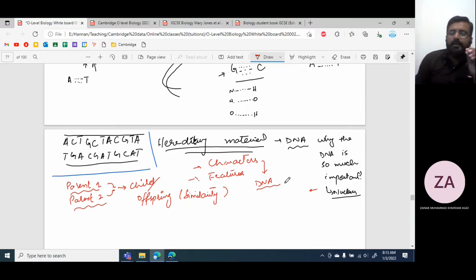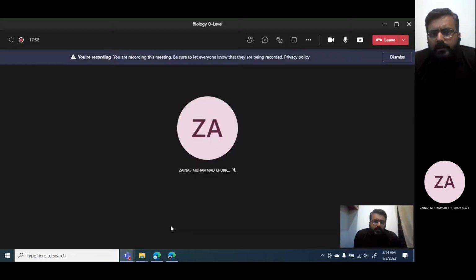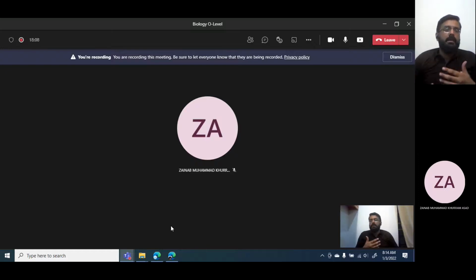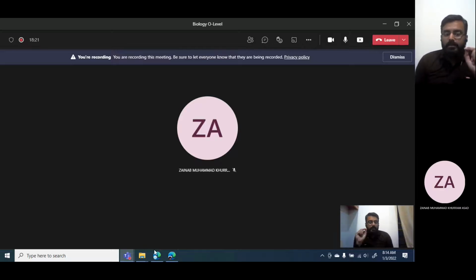So if it was passed from the DNA from the parents to offspring, then there must be something very unique about the DNA. Why not carbohydrates? Why not proteins? Why not fats? Why only the DNA? This is a very brainstorming question: what is so specific, what is so unique about the DNA, that only the DNA contains the information that would be taking the characters right from the parents to the offspring? So what is so unique about this?